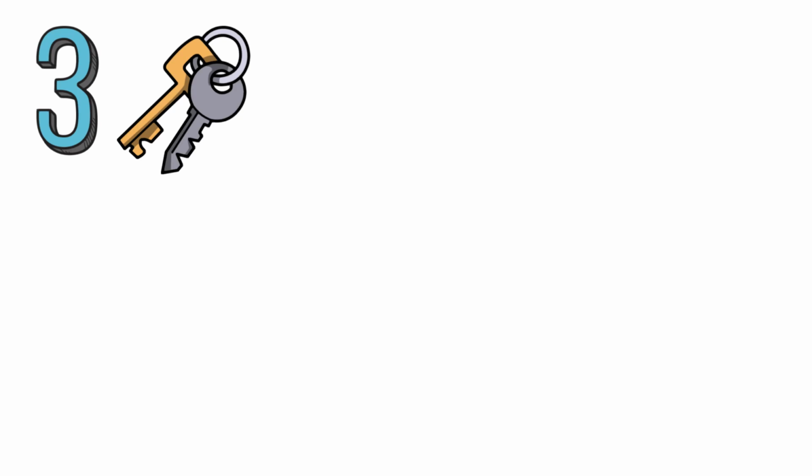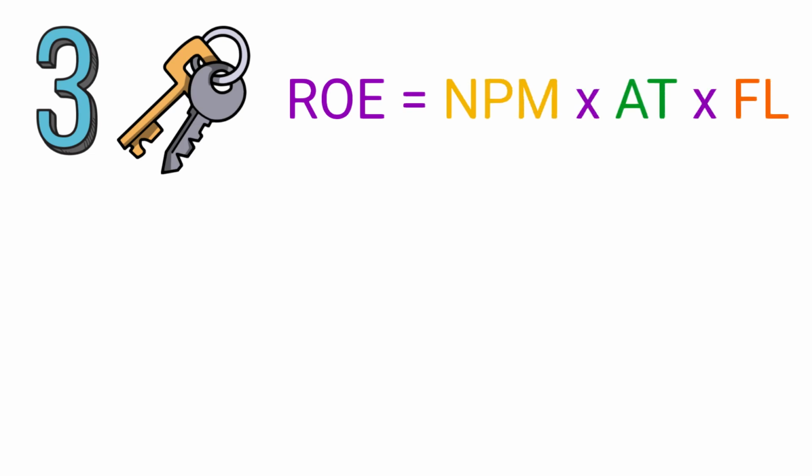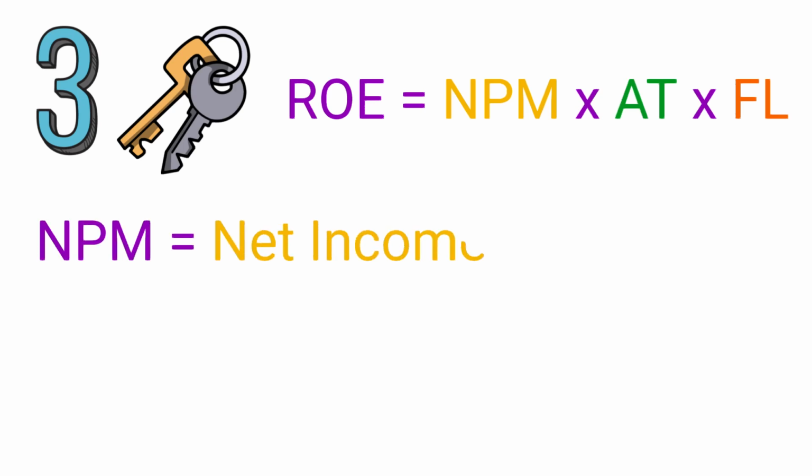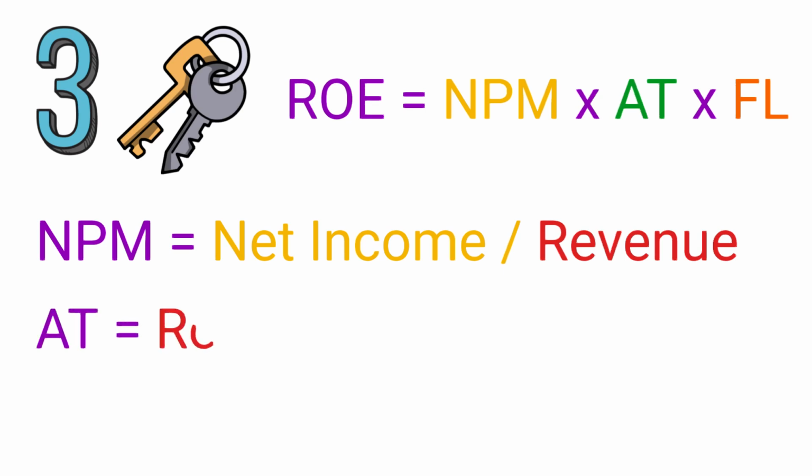The formula for calculating return on equity using the DuPont analysis is: return on equity equals net profit margin times asset turnover times financial leverage. First up, net profit margin. This component represents the company's ability to generate profits from its sales. We can calculate it as net profit margin equals net income divided by total revenue.